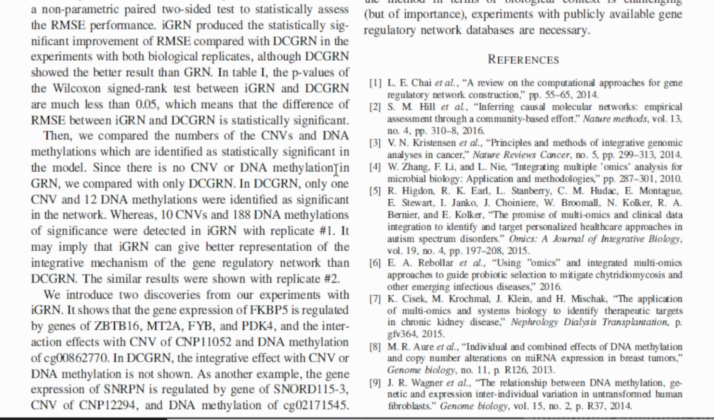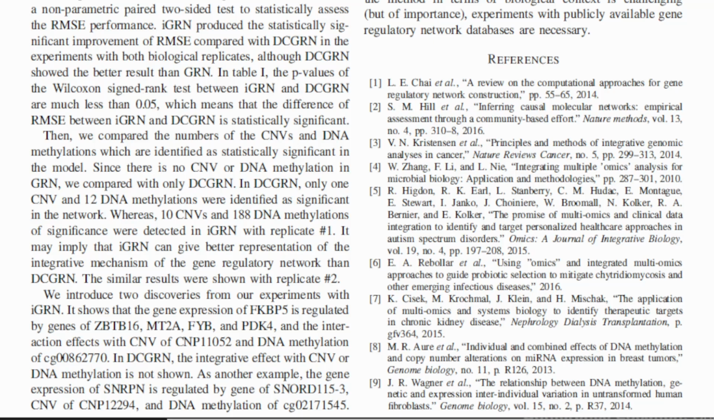It shows that the gene expression of FKBP5 is regulated by genes ZBTB16, MT2A, FYB, and PDK4, and the interaction effects with CNV of CNP11052 and DNA methylation of CG00862770. In DCGRN, the integrative effect with CNV or DNA methylation is not shown. As another example, the gene expression of SNRPN is regulated by the gene SNORD115, CNV of CNP12294, and DNA methylation of CG02171545.